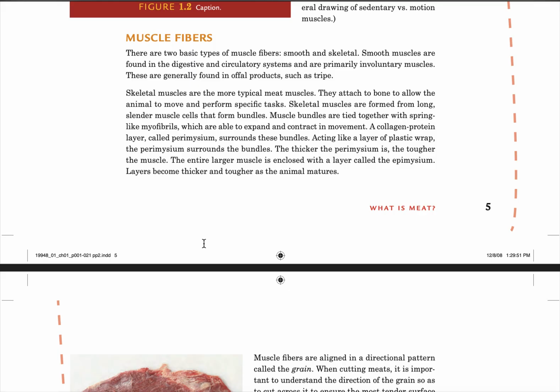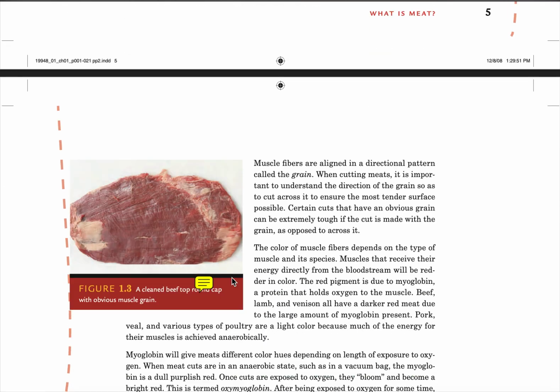The perimysium surrounds the bundles. The thicker the perimysium is, the tougher the muscle. The entire larger muscle is enclosed with a layer called the epimysium. Layers become thicker and tougher as the animal matures.